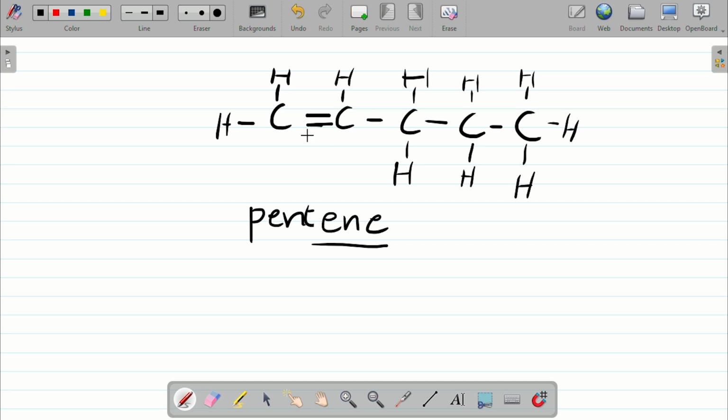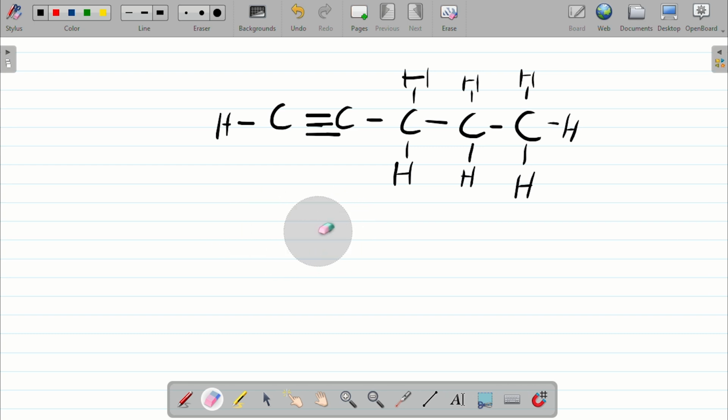If we had a triple bond instead of a double bond, again, each carbon atom should have 4 bonds, and the suffix changes to "-yne" because it's now an alkyne. That covers the hydrocarbons. If you're not familiar with this, check our previous videos that go into more detail on naming for hydrocarbons. Let's go back to the alkane, pentane.